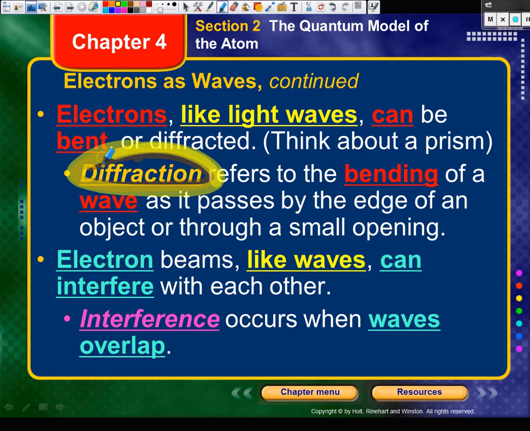Now, how does light travel? In what form? In a wave. So that's why it says diffraction refers to the bending of waves as they pass by the edge of an object or through an opening. So that's the first thing electrons can do in the form of a wave. The second thing they can do is that electron beams, like waves, can also interfere with each other.